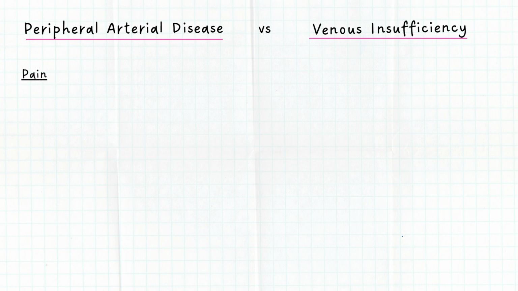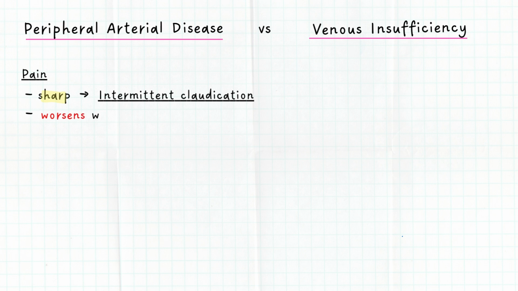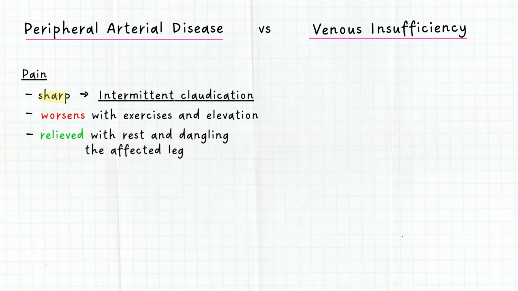Pain caused by PAD is sharp and occurs in the calf or from ulcers. It is called intermittent claudication that worsens with exercises and elevation because this will further impair arterial blood flow. And pain is usually relieved with rest and dangling the affected leg because gravity helps with circulation.